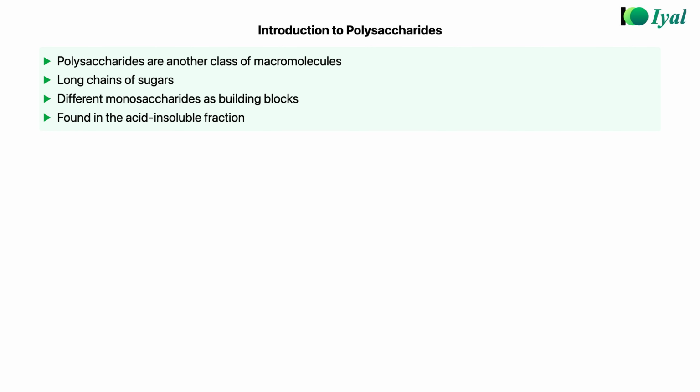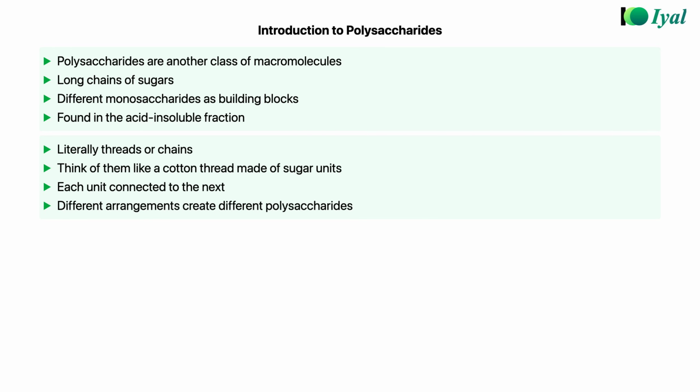Let's look at another major class of macromolecules, polysaccharides. These are long chains of sugar molecules. Not just one type of sugar, but different monosaccharides serving as building blocks. These chains are found in the acid-insoluble fraction, which tells you they're big molecules. Imagine a cotton thread, that's actually a good analogy for polysaccharides. They're literally threads. But instead of cotton fiber, they're made of sugar units connected end to end. Depending on which sugars are used and how they're arranged, you get different types of polysaccharides with different properties.